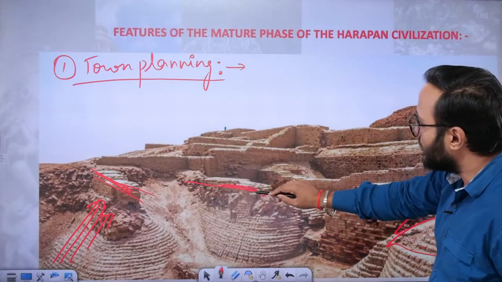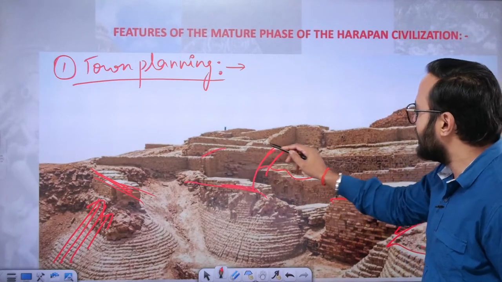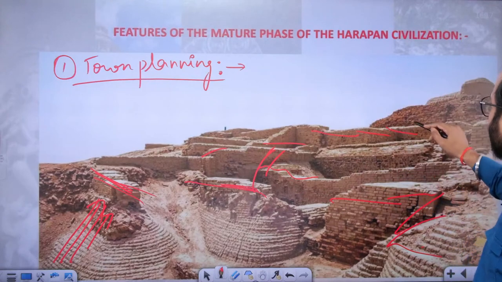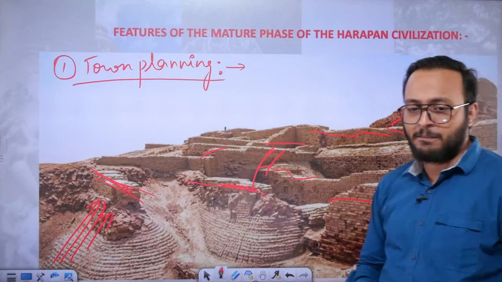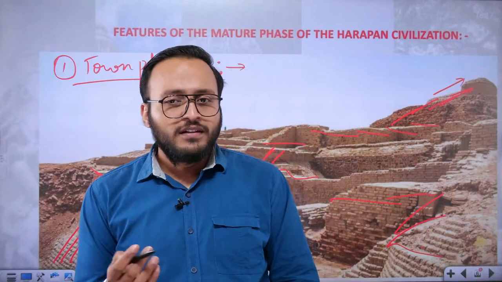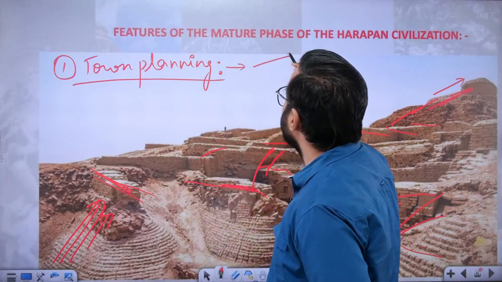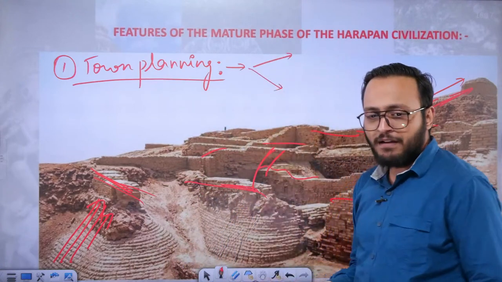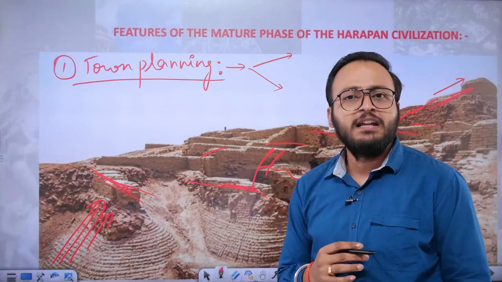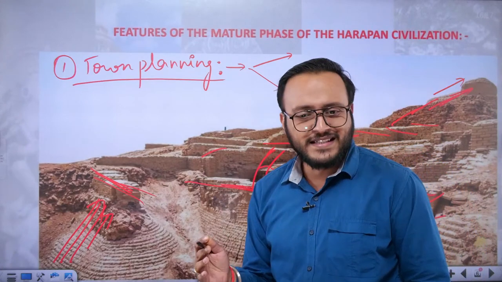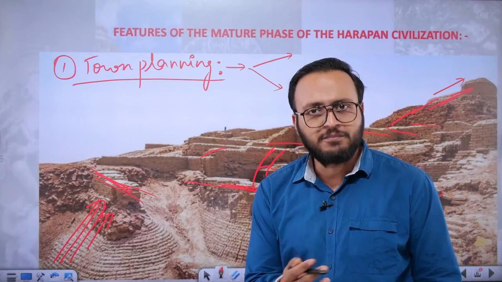After that, we have further elevations where the stairs go upward, and then continuous huge walls are constructed, continuously rising up and upwards. Okay, everybody. So now we can conclude that probably their town was divided into two different portions. These were related to probably the rich section and the poor section of society, or the ruling classes and the ordinary citizens or subjects of the civilization.